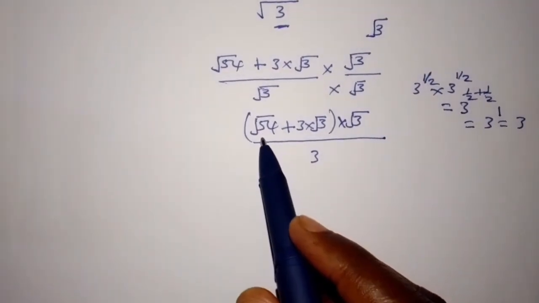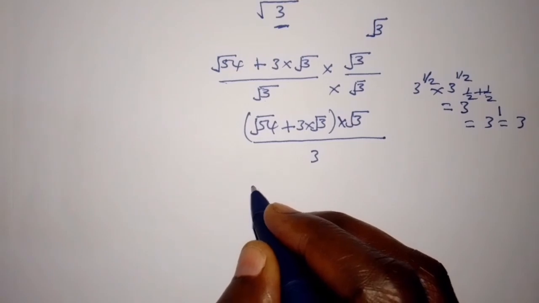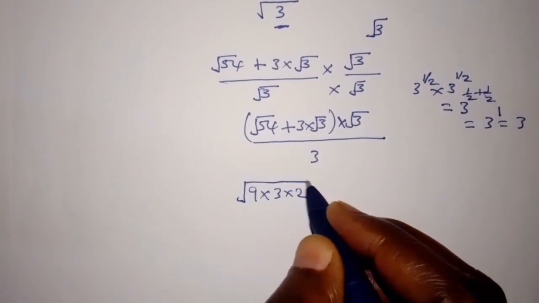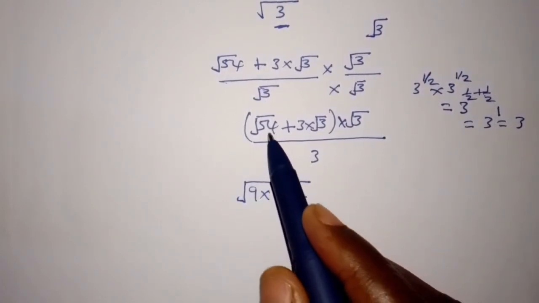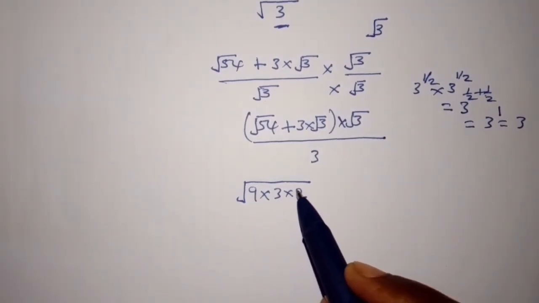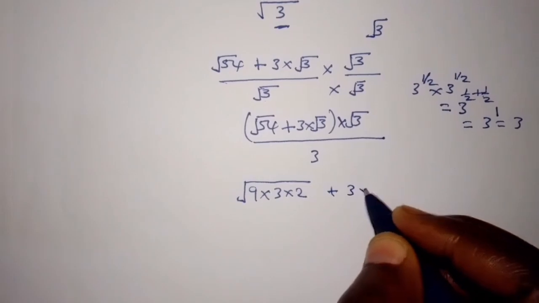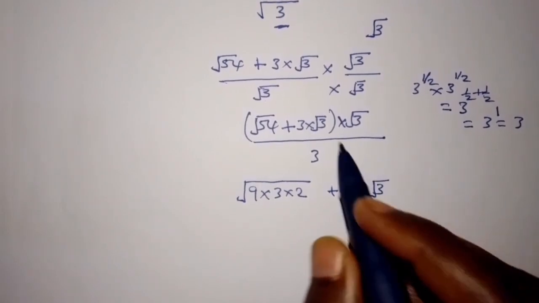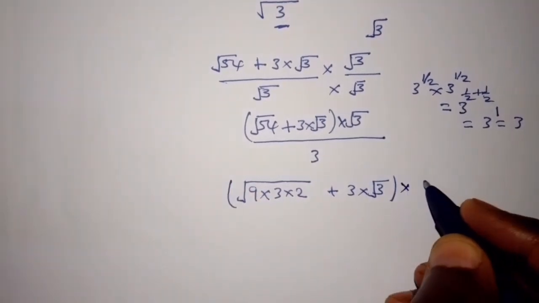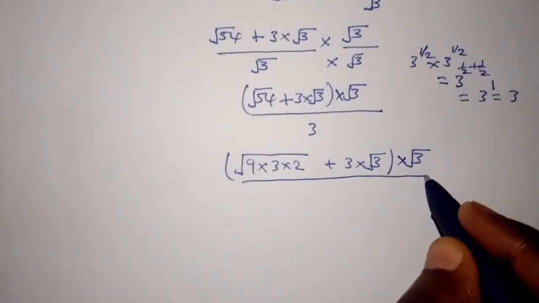Now we can write 54 as 9 times 3 times 2. So that is, square root of 54 is just like square root of 9 times 3 times 2. 9, 3 and 2 are the factors of 54. Then we add 3 times square root of 3, then we multiply by square root of 3, over 3.